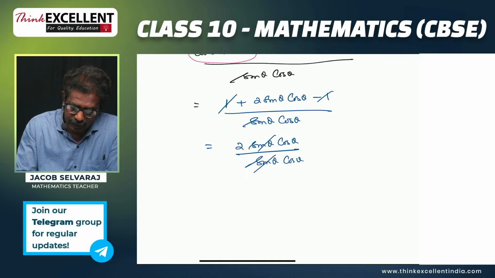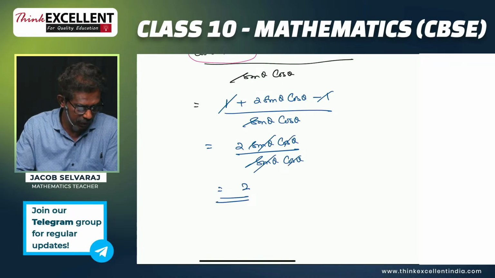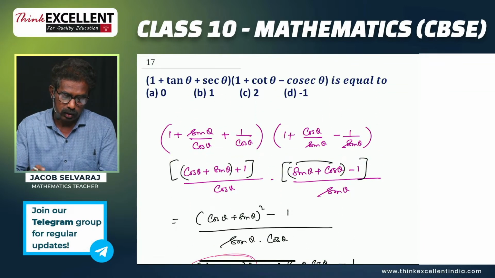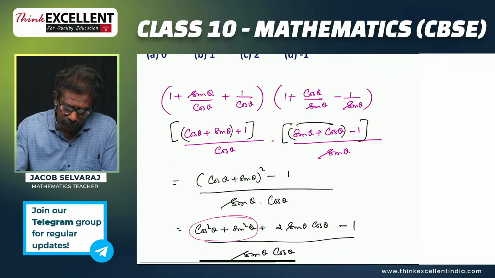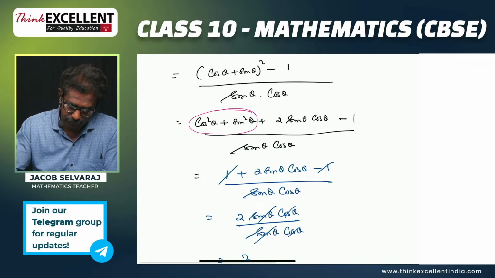So sin theta cos theta cancel. So your final answer is 2. Okay, 2 is the right answer. That is for question number 17. Hope you understood. So, a little lengthy one. Change everything into sin and cos, take LCM, then group A plus B into A minus B. Then you simplify, and you will get the answer.